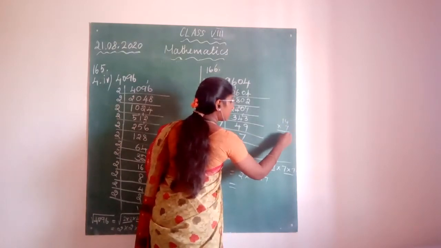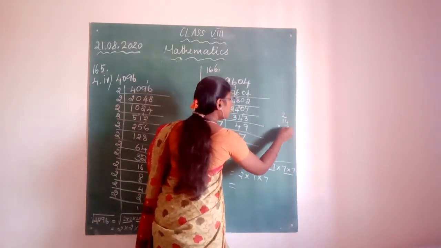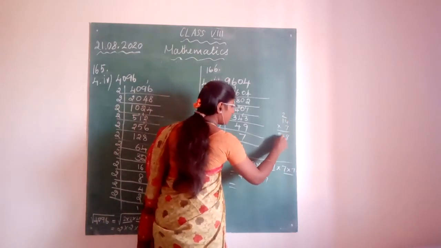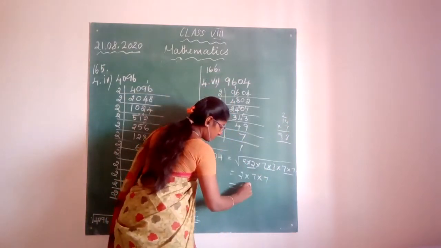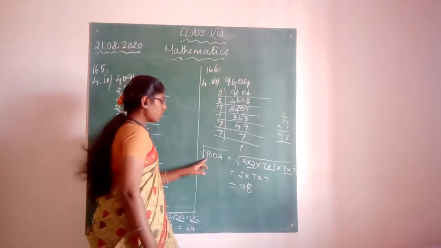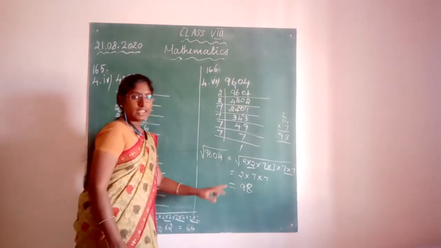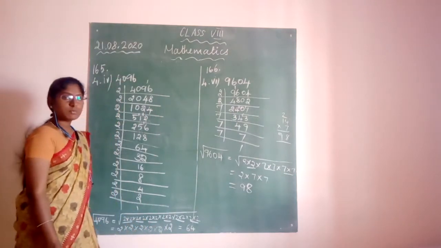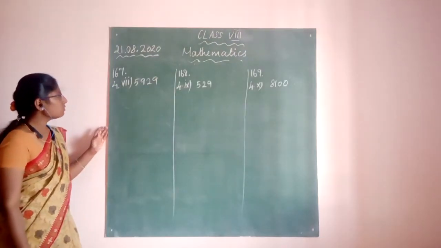7 fours are 28. 7 ones are 7, plus 2 is 9, so 98. Is it clear? So the square root of 9604 is 98. Understood, all of you? Look at the next question.